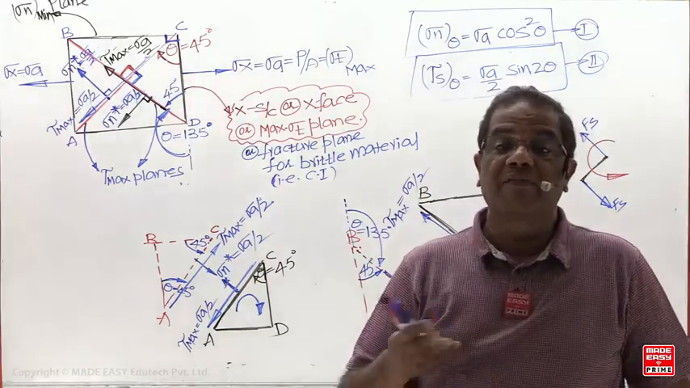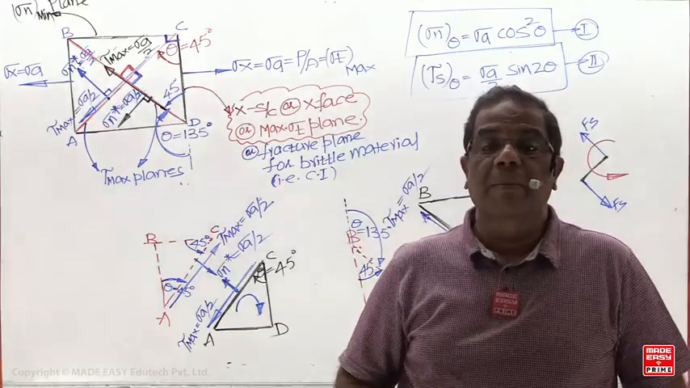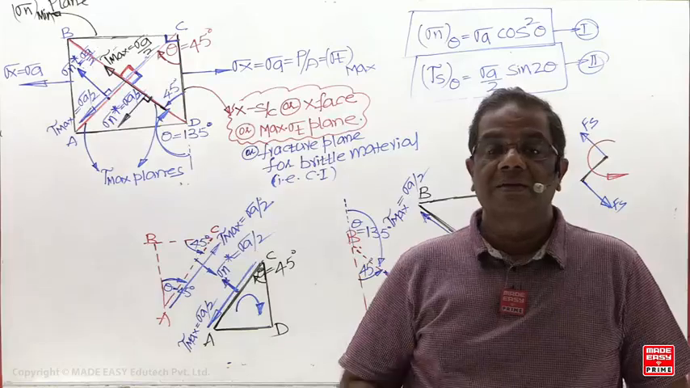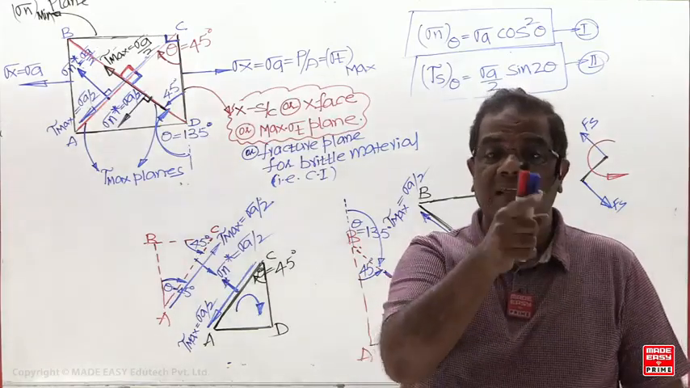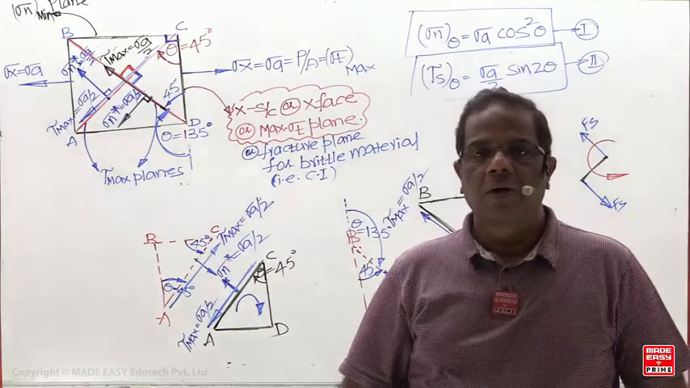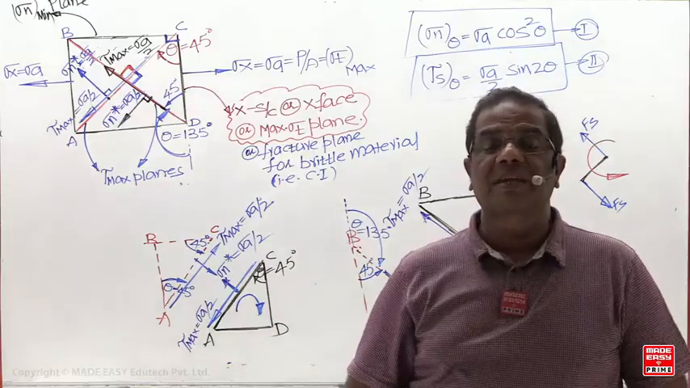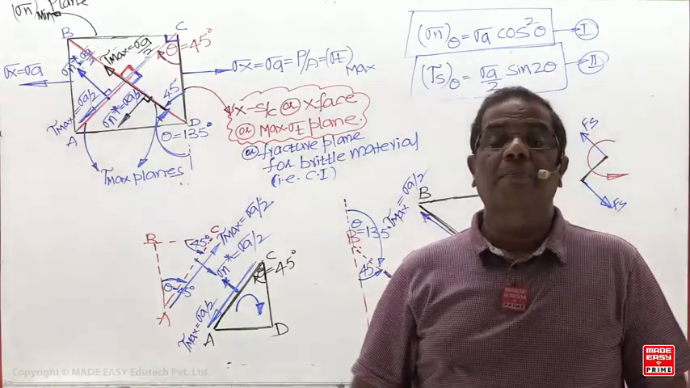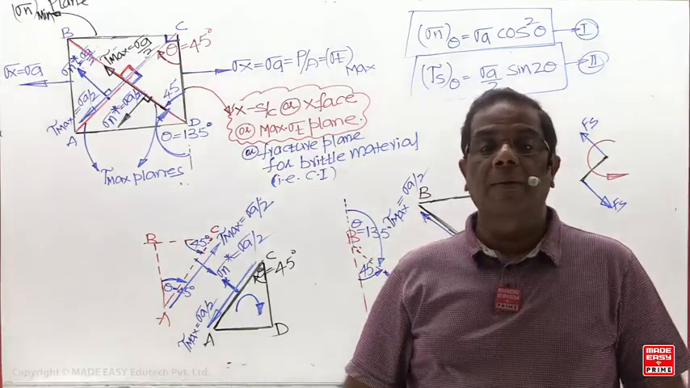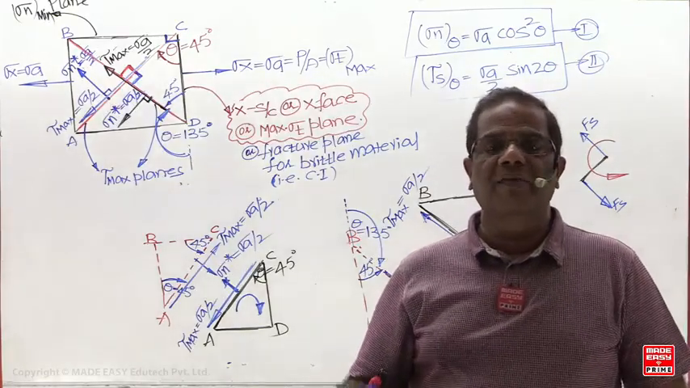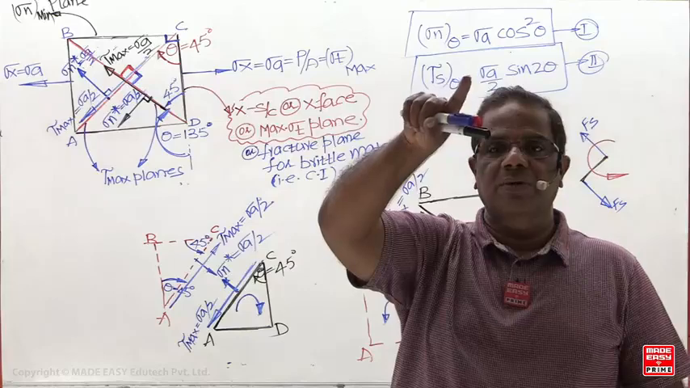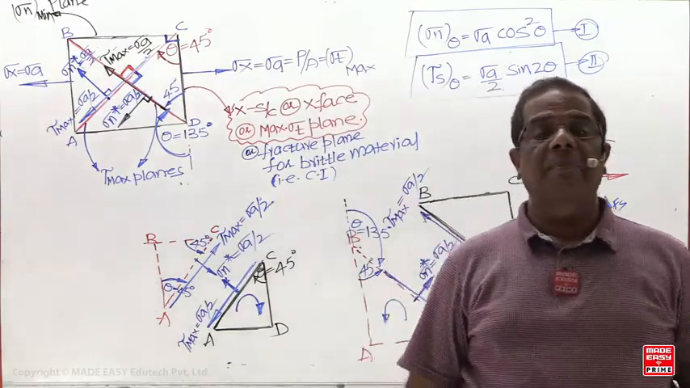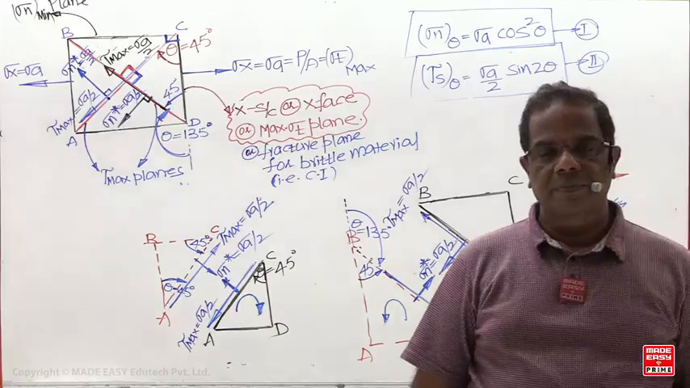So how to identify where the normal stress is maximum? Why do you need the maximum normal stress plane? Brittle materials are weak in tension. Tension means a normal stress. So we want to identify where the normal stress is maximum or minimum. What you identify is where the shear stress is 0. Wherever the shear stress is 0, the normal stress is going to be either maximum or minimum.